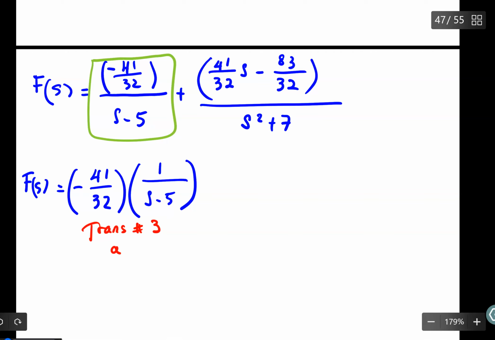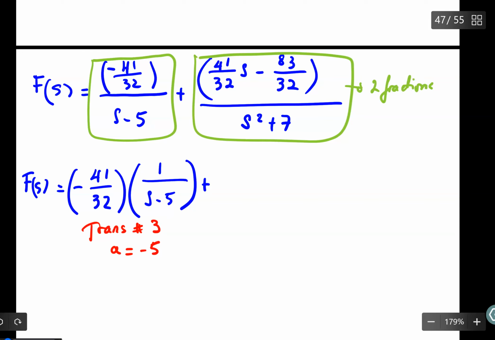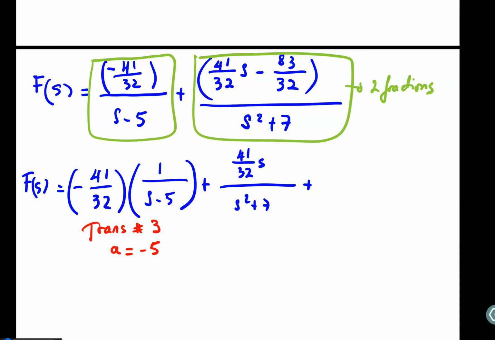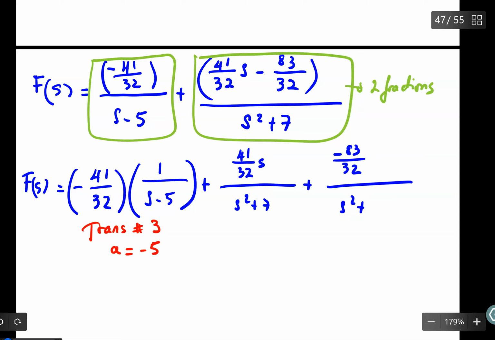And in this case, a is equal to minus 5. So let's leave that. And the next step is I need to break this into 2 fractions. So let's write down the 2 fractions that we have. 41 over 32 times s divided by s squared plus 7, add that with negative of 83 over 32 over s squared plus 7.